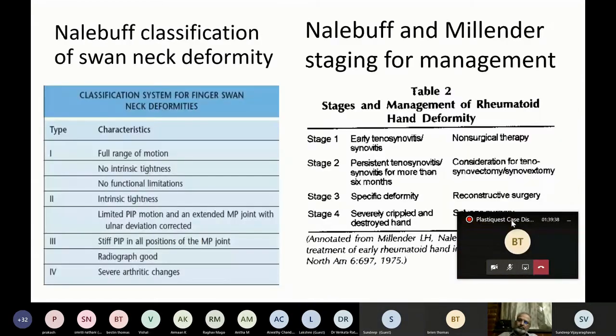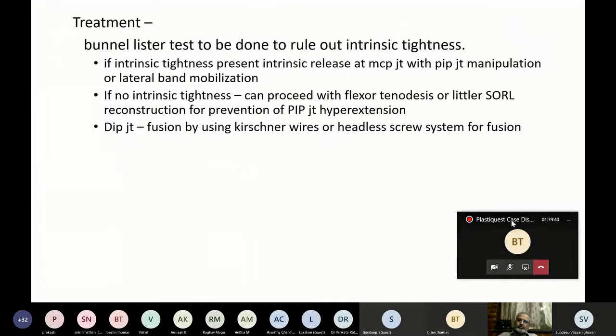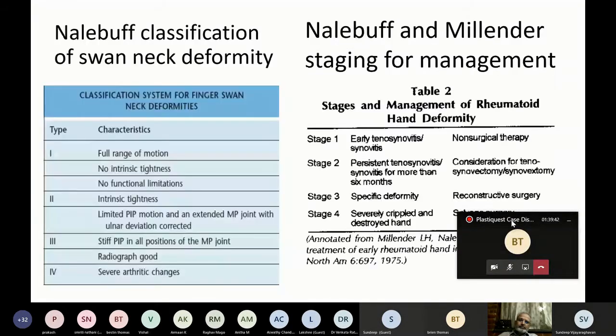Then Swan neck deformity of the middle finger. First of all, we have to identify whether he is having any intrinsic tightness, so that we can proceed with our procedures. For that, we do Bunnell's test to identify the intrinsic tightness. Middle finger alone. Yes, sir.